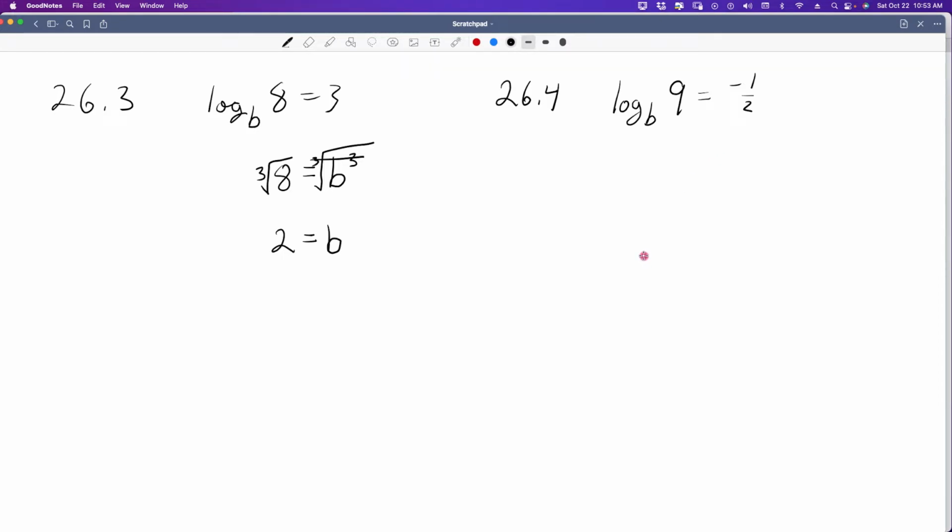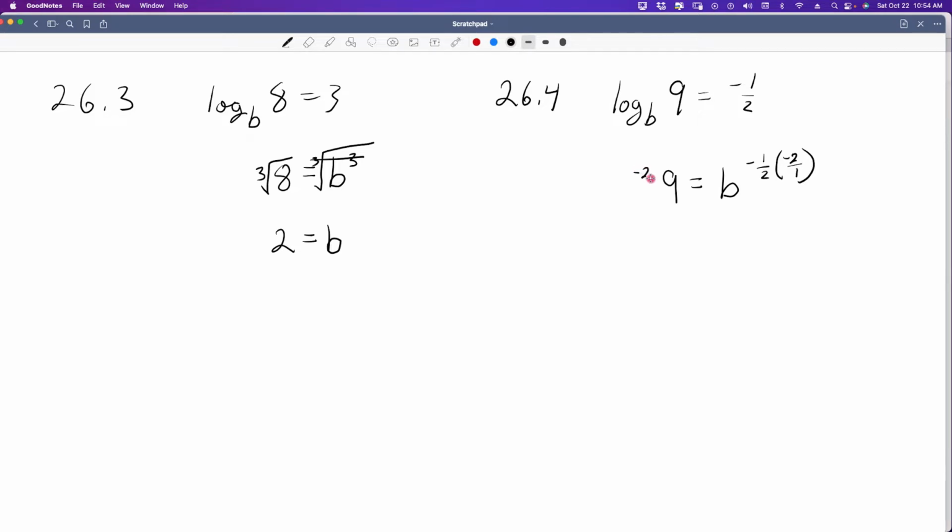Not super hard. We're just going to rewrite it in the exponential form that we understand. So 9 is the answer. The base is b, and the exponent is -1/2. To get rid of this exponent, we know we can multiply exponents in order to change them around, but whatever we do to one side, we have to do to the other side. So we're going to multiply this by -2/1, the reciprocal, so that we can get rid of it.